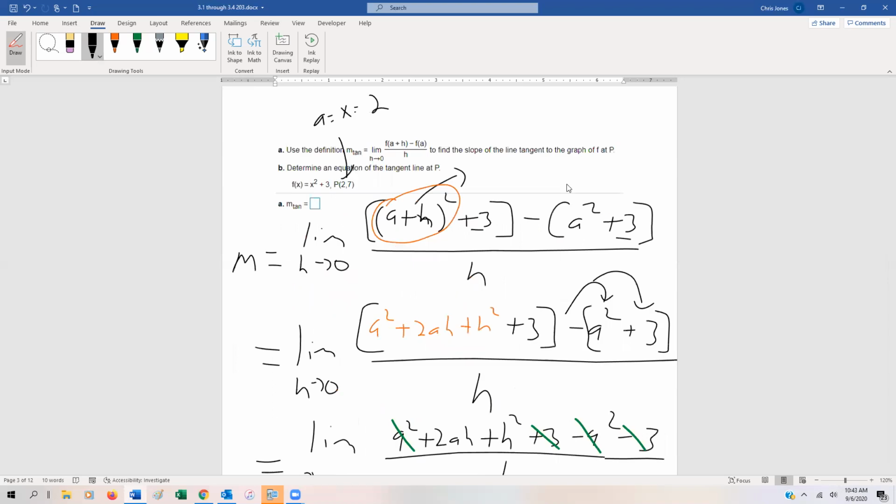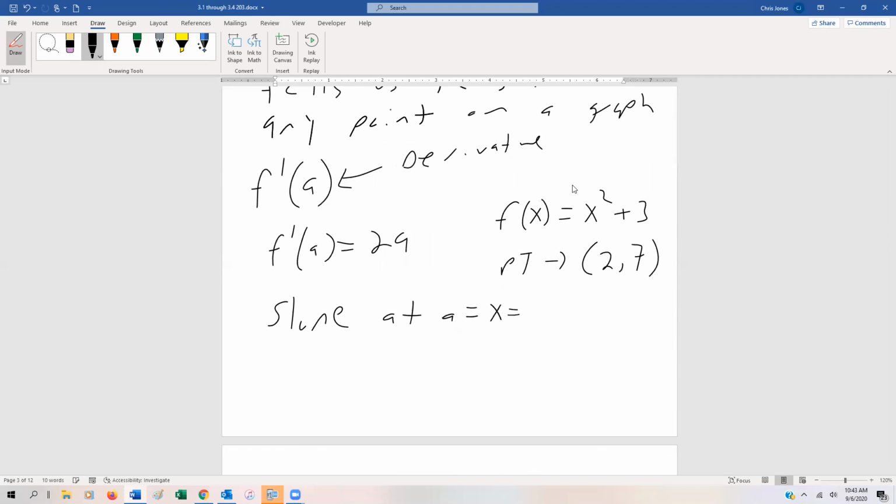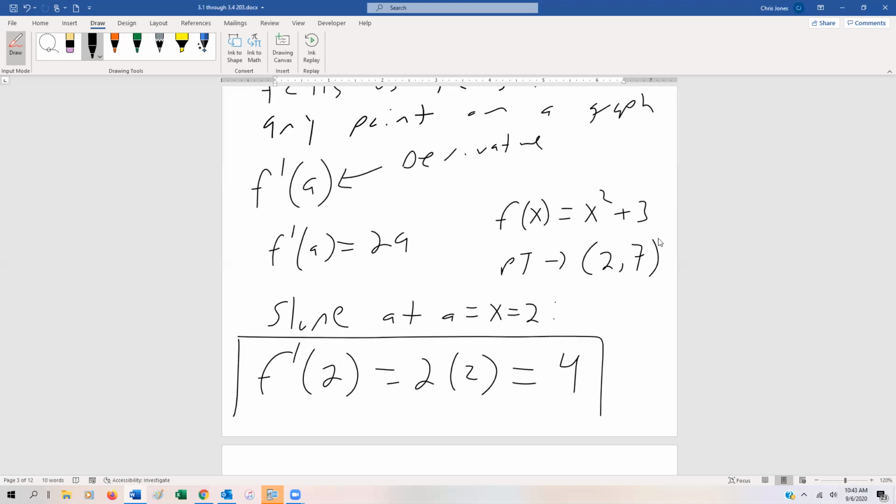Okay, so let's go back down here. I'm just going to rewrite what we have. The original function was x squared + 3, and the point that we were looking at was the point (2, 7). So the slope at a equals x equals 2 is going to be defined as f prime at 2, which is 2 times 2, which is 4. And that was the answer that we were looking for in part A.